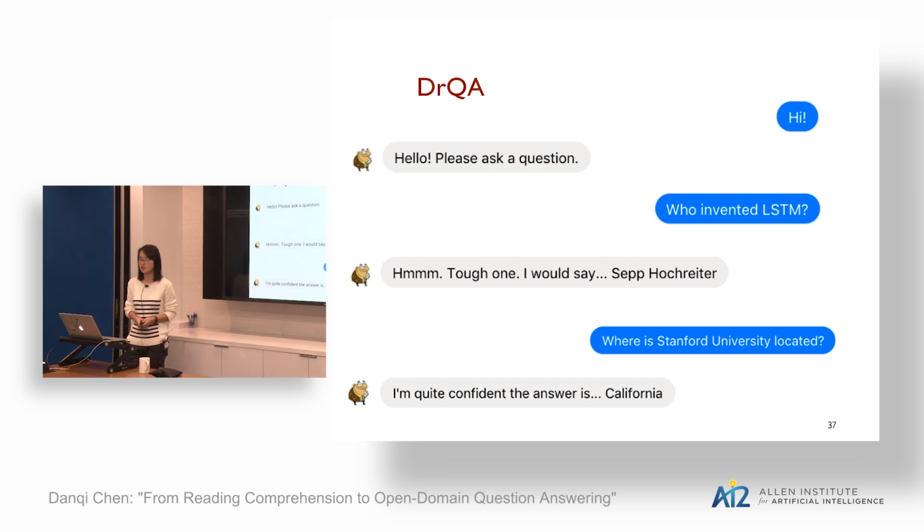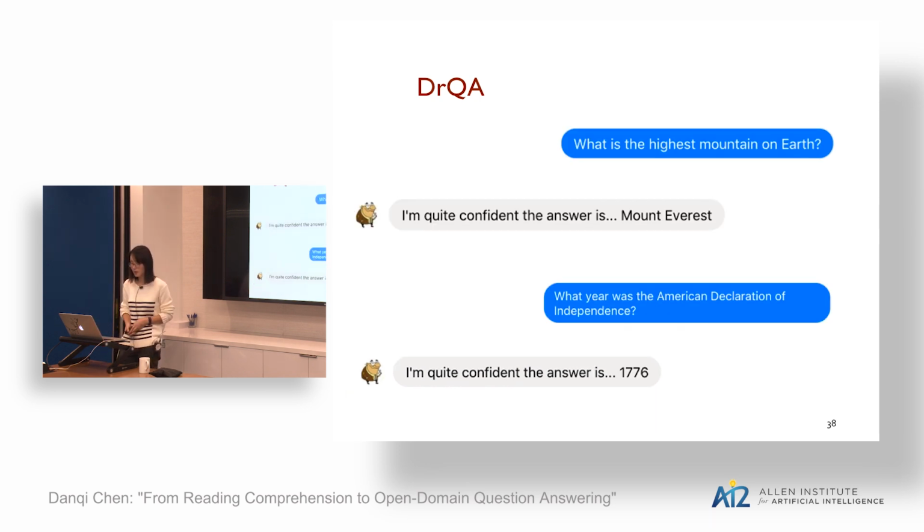We integrated this DocQA system into Facebook Messenger, and we are trying to play with it. We found that for general factoid questions, it can answer pretty well. If you ask a question like, who invented LSTM? It can give you the right answer. And if you ask, where is Stanford University located? The system is able to answer, I'm quite confident the answer is California. Now, if we ask, what is the highest mountain on Earth? It can give you the right answer. And also, what year was the American Declaration of Independence? It can return the answer 1776.